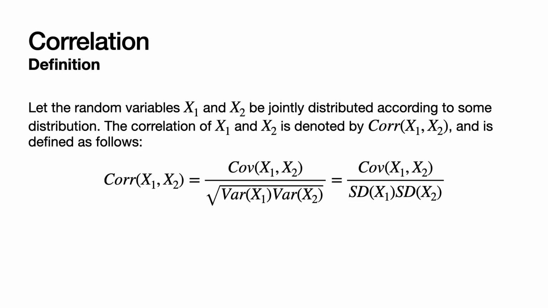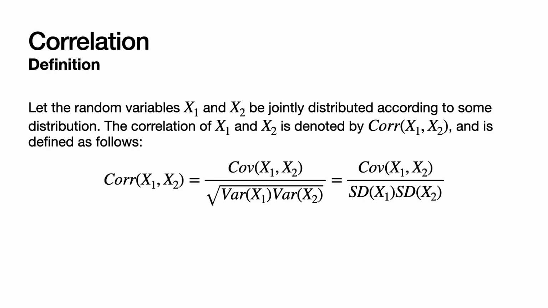Now that we've defined covariance and variance, we can now define correlation. Let the random variables x1 and x2 be jointly distributed according to some distribution. The correlation of x1 and x2, which is denoted as cor of x1 and x2, is defined in the following way. The correlation of x1 and x2 is equal to the covariance of x1 and x2 divided by the square root of the product of the variances of x1 and x2.